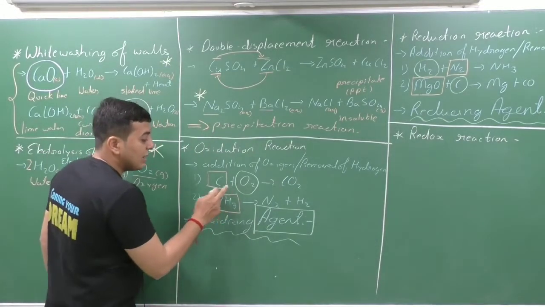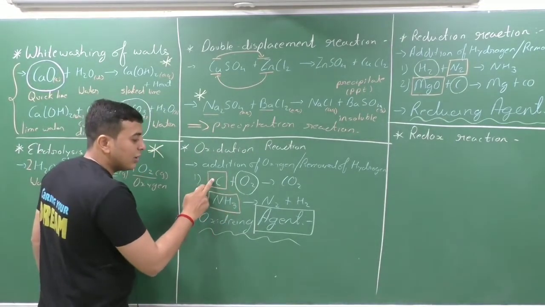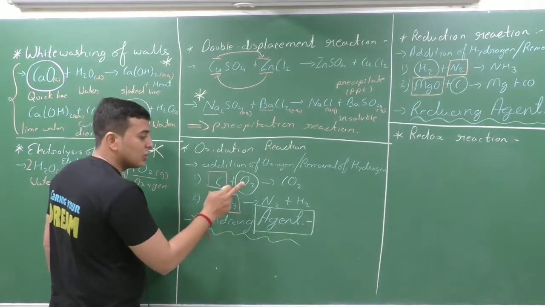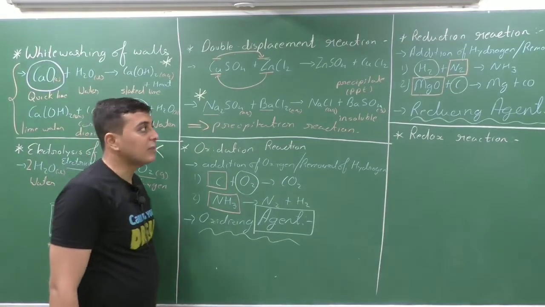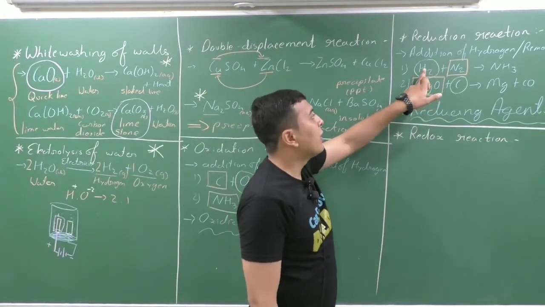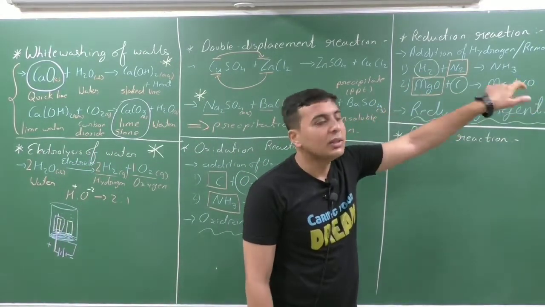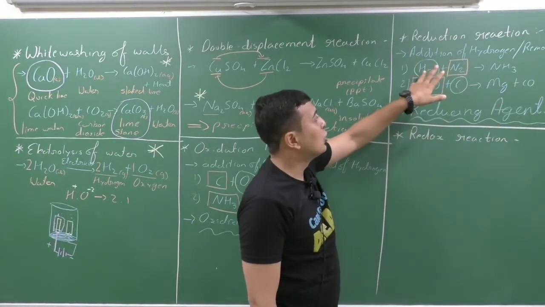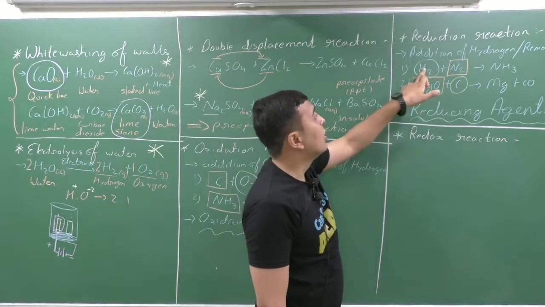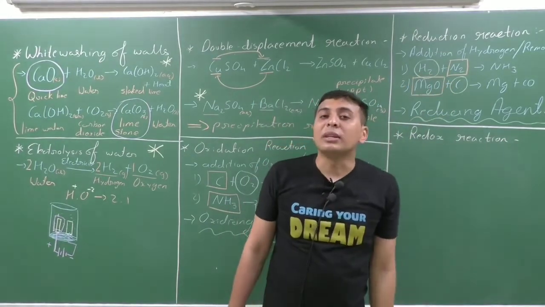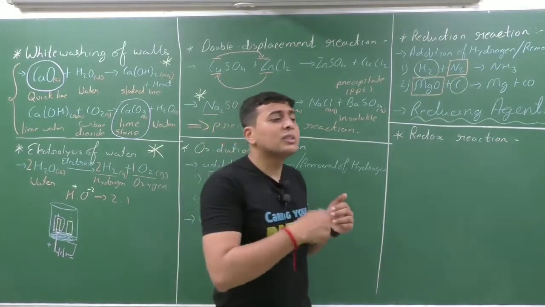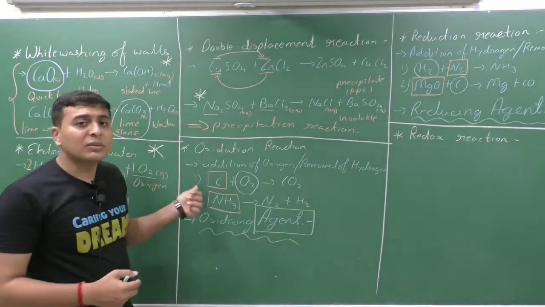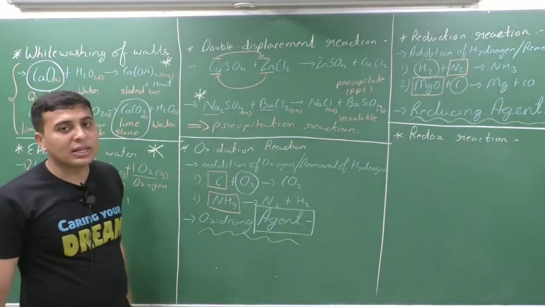See, here because of oxygen carbon gets oxidized. Clear? Because of oxygen carbon gets oxidized, so oxygen is known as oxidizing agent. Similarly here, because of hydrogen nitrogen gets reduced, so hydrogen is known as reducing agent. Because of hydrogen someone gets reduced, so hydrogen is a reducing agent. Because of oxygen someone gets oxidized, so oxygen is an oxidizing agent.